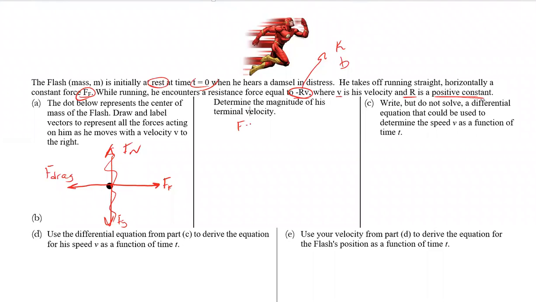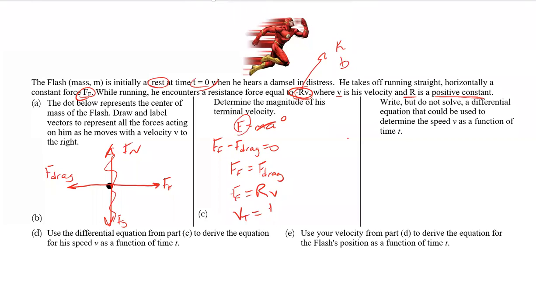So whenever we want to determine the magnitude of his terminal velocity, the terminal velocity would be when we look at F equals ma, this acceleration becomes 0. So the net force is going to be the force of the Flash minus the force of the drag is going to equal 0, in which case the force of the Flash has to equal the force of the drag. And then we can substitute in this RV value and say the force of the Flash is equal to R times V. So the terminal velocity is going to be F_flash over R.